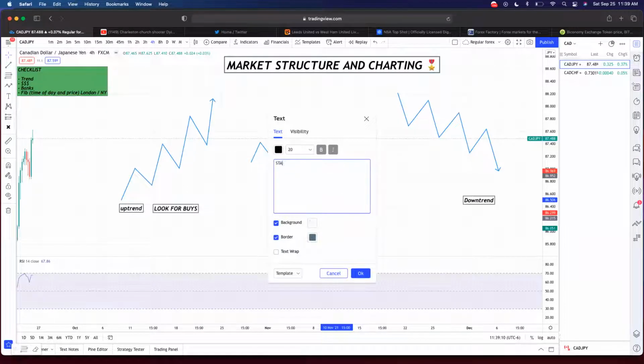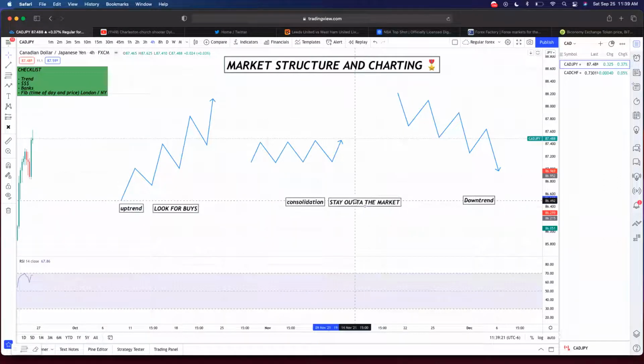Consolidation, I would say stay out of the market, okay? It's obviously stay out of the market, okay?